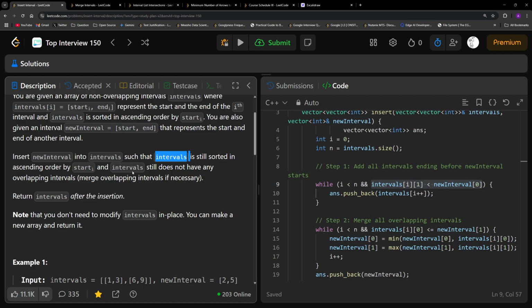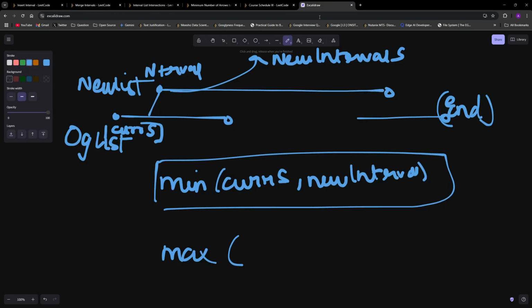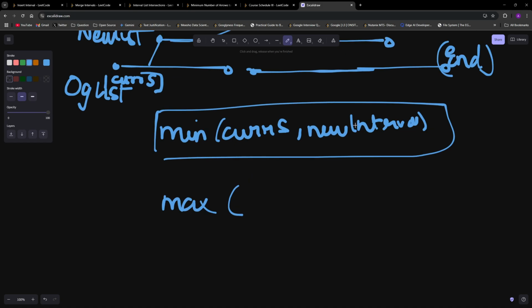ठीक है? And the interval still does not have overlapping, and merge overlapping intervals. जितने भी overlapping intervals हैं उसको merge कर दो. So हो सकता है कि इसमें बाकी सारे जितने एलिमेंट्स होंगे, but we do not need to worry about it. As long as it is overlapping, we need to merge them, we do not care.